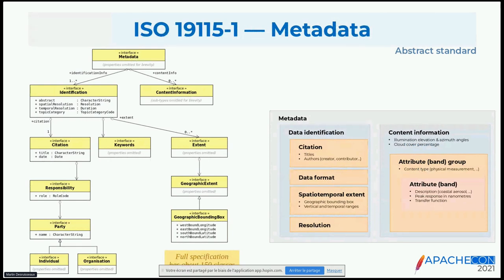A first abstract specification is metadata. It may be the most basic one because all the other specifications that I am going to talk about today are built directly or indirectly on top of metadata. There are about 150 interfaces. This UML on the left is only showing a few of the interfaces that we have in metadata. We use that for answering questions like who produced the data, where is my data, what is the quality of the data, what is the content, what time, and things like that.